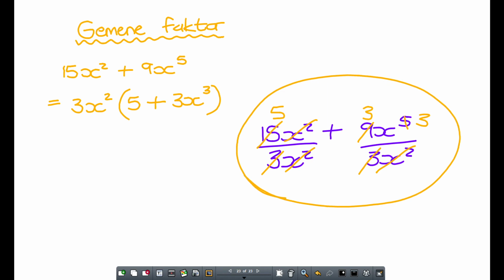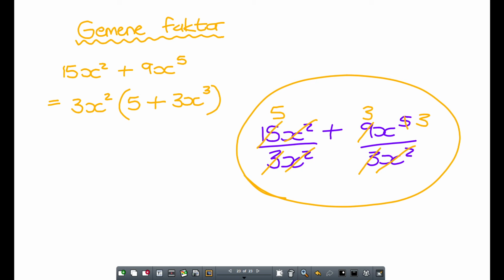Ek self hou daarvan om vir my te gaan sê 3x kwadraat maal wat gaan vir my gee 15x kwadraat, and that's how I get to the 5. And 3x squared times what would give me the 9x to the power 5. So 3 weet ek maal 3 gaan vir my gee 9, and x squared times x to the power 3 is going to give me the x to the power 5. Okay, maar wat ook al jou manier van dink is, dit maak nie saakie, solank jy by die regte antwoord uitkom. Okay, is daar enige vrae so ver?